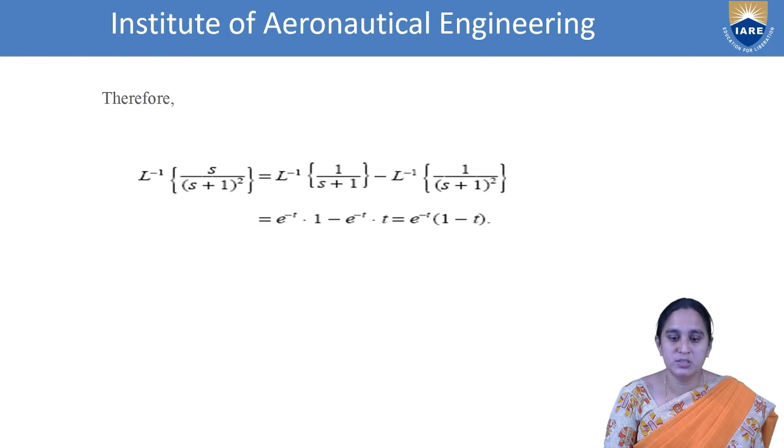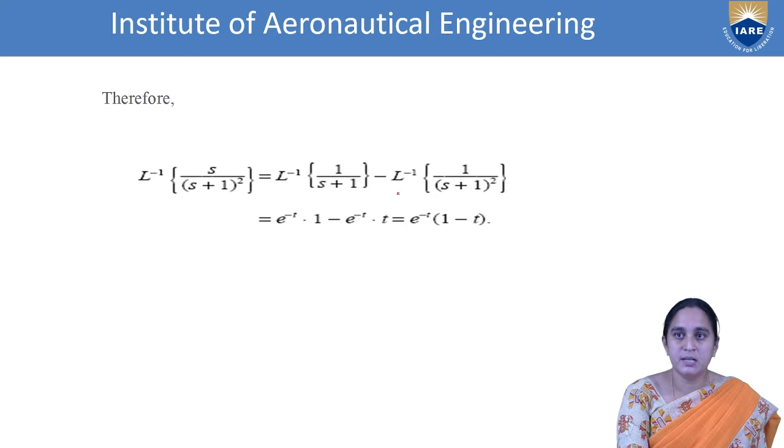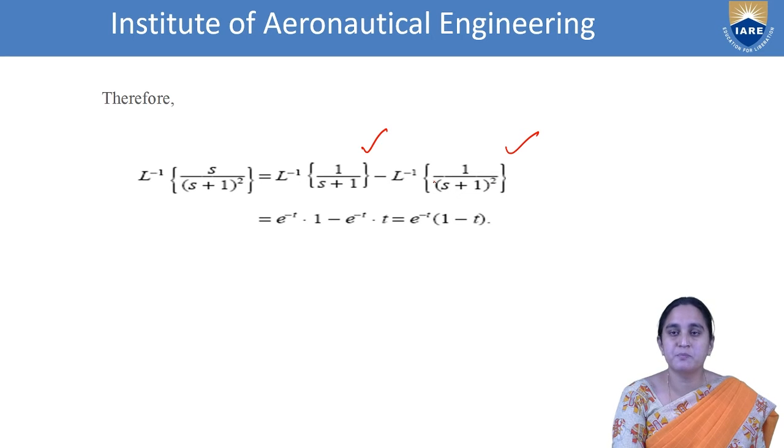Now, applying Laplace inverse on both sides, Laplace inverse of s by (s plus 1) whole square is equal to Laplace inverse of 1 by (s plus 1) minus Laplace inverse of 1 by (s plus 1) whole square. After applying Laplace inverse on both sides, observe the first part: Laplace inverse of 1 by s plus a form. And the second part is also Laplace inverse of 1 by (s plus a) whole square form. Now apply the first shifting property.